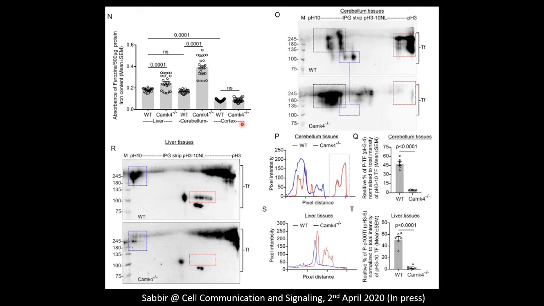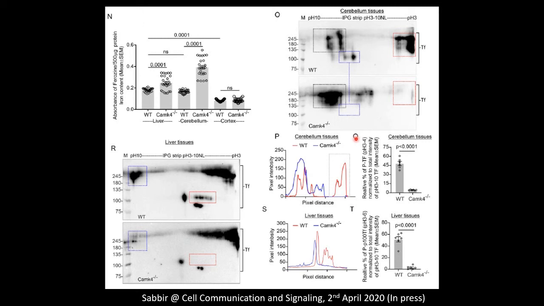Next, isoelectric focusing was performed to see if post-translational modification of transferrin was affected due to loss of CAMK4, as previously observed under CAMKK2 knockout condition. Isoelectric focusing following SDS-PAGE and immunoblotting revealed a dramatic difference in transferrin charged fraction under CAMK4 knockout condition in both liver and cerebellum tissues.